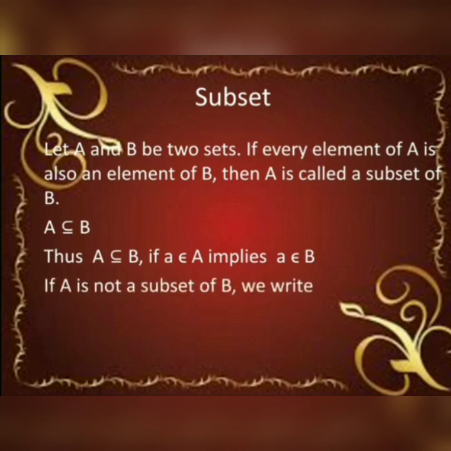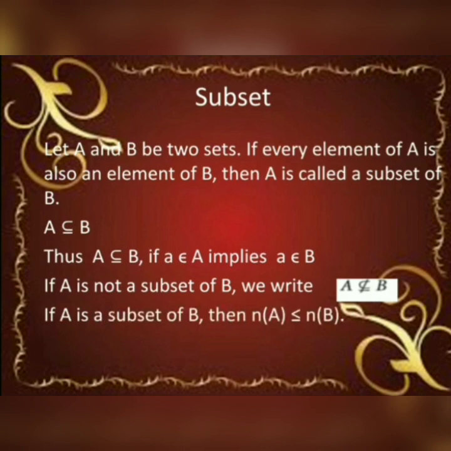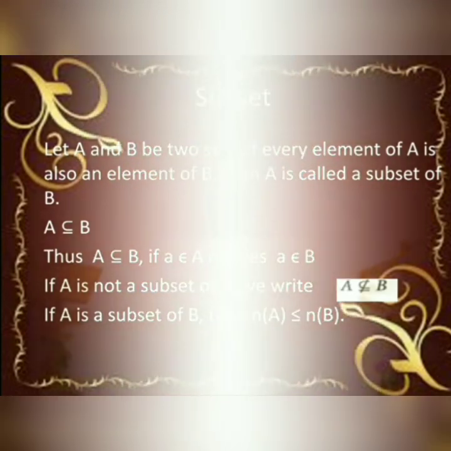If A is not a subset of B, we will write like this. We must write the subset symbol and we should strike it out. If A is a subset of B, then the cardinal number of A is less than or equal to the cardinal number of B. n(A) is less than or equal to n(B).